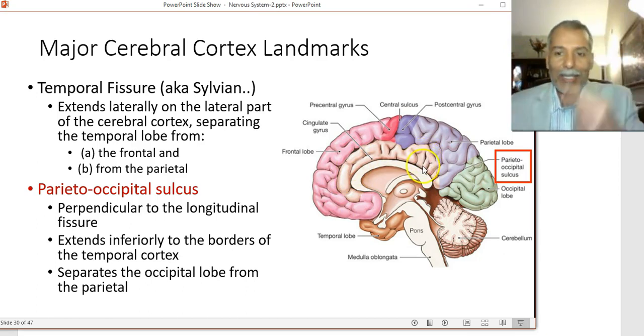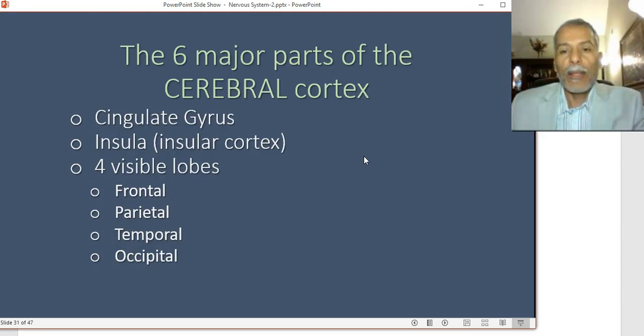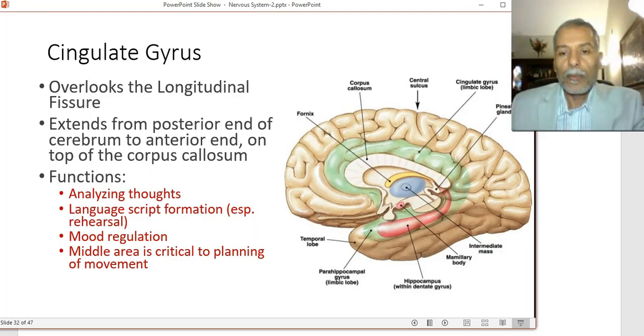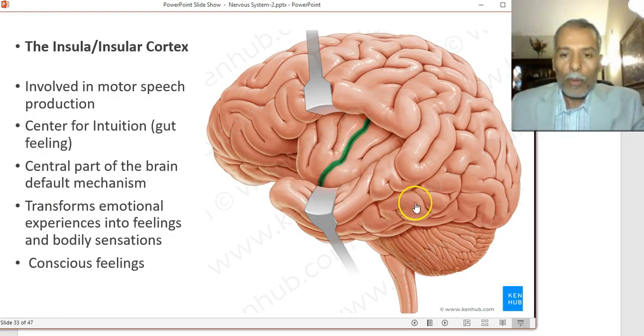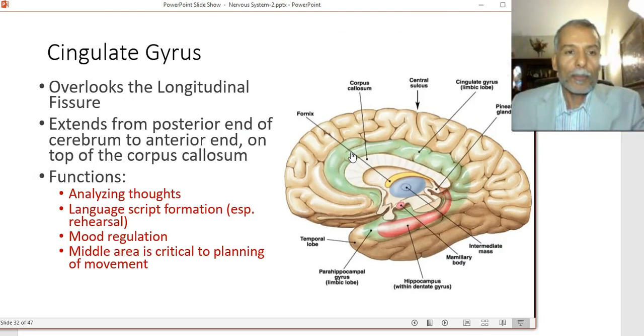Cingulate means like unique, and it is by itself continuous. It sits on top of the corpus callosum right here. So that's the cingulate. And then there's another one that if you open the temporal cortex, pull it down and pull up the frontal and the parietal cortices up, that area that is buried here is called the insula, or the insular cortex.